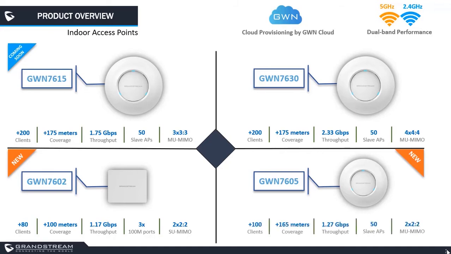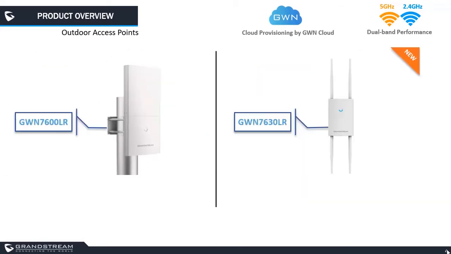And then we have the smaller model, which is the GWN 7605. This one is ideal for small to medium wireless network deployments with medium user density of up to 100 clients. It offers dual band 2x2 multi-user MIMO with beam forming technology and a coverage range of 175 meters.